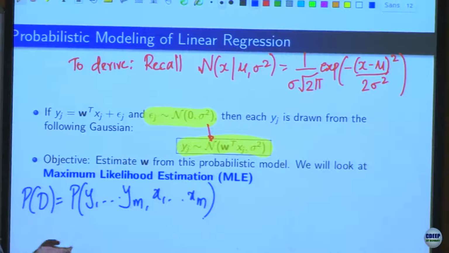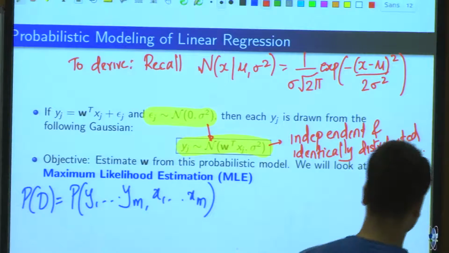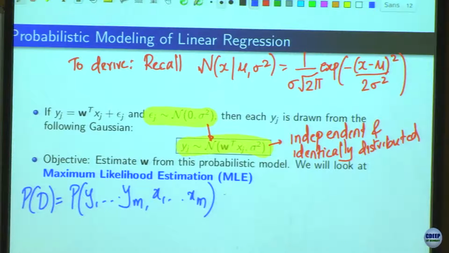Now since the epsilons are independent and identically distributed, can I say that the y's are also independent and identically distributed? They are independent of each other. I can show that, but we'll use common sense here. They are independent and identically distributed. So because of this, I can write this as product over i equals 1 to m.